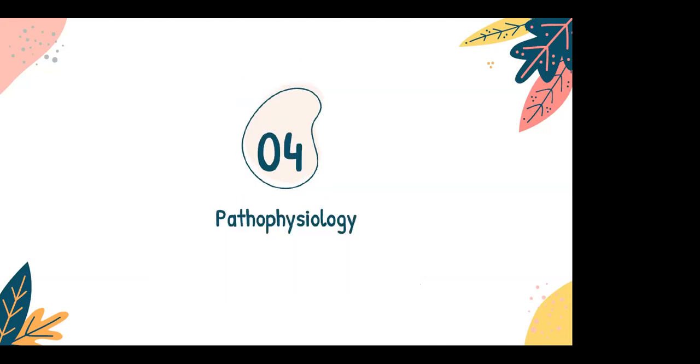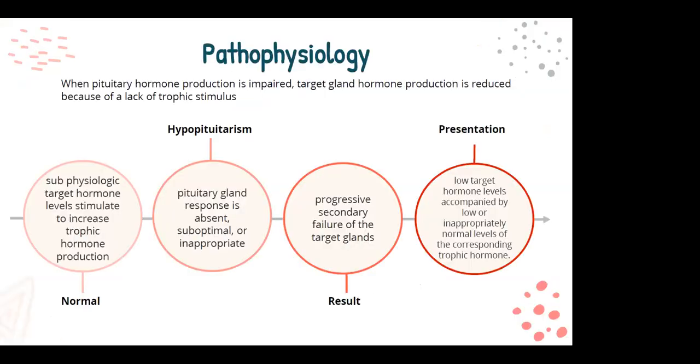Okay. So what is the pathophysiology that can lead to hypopituitarism? When the pituitary hormone production is impaired, the target gland hormone production is reduced because of lack of tropic stimulus. Normally, subphysiologic target hormone levels stimulate an increase in tropic hormone production. So when there is hypopituitarism, the pituitary gland response is absent or inappropriate. The patient will present with low target hormone levels accompanied by low or inappropriately normal levels of the corresponding tropic hormone.